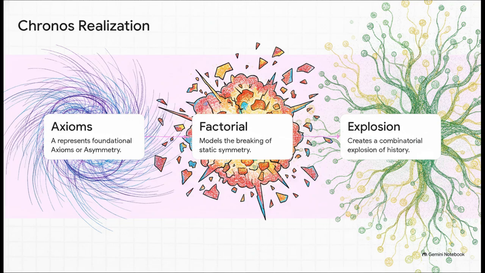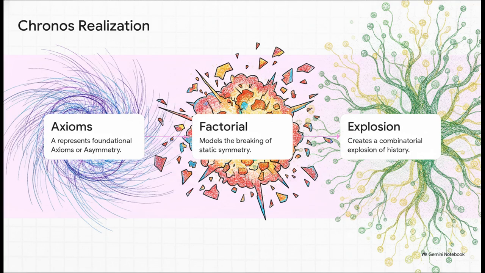So, the crucial point is how this Chronos realization actually functions structurally, step by step. Step 1, the A in our formula represents those foundational axioms, or that initial asymmetry and acceleration we just talked about. Step 2, the factorial symbol, the exclamation point, mathematically models the shattering of the static block universe.